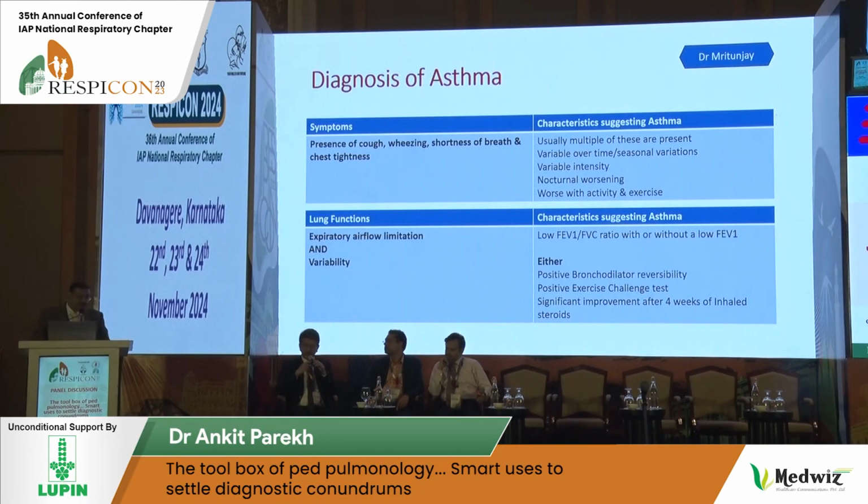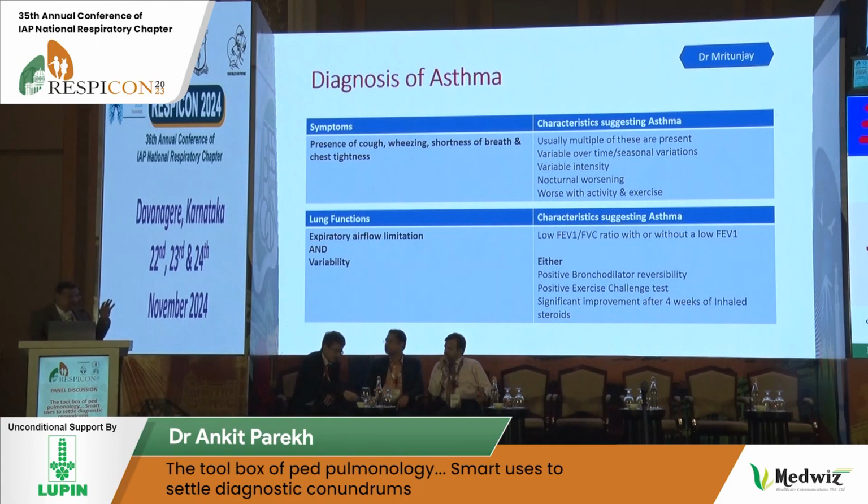And to be objective, to have a diagnosis of asthma as such, we have to do the lung functions, that is the spirometry. So what do we look for in spirometry? We look for the expiratory airflow limitation and variability. The characteristic changes are that there is a decrease in the FEV1/FVC percentage, and the FEV1 may be low or normal. And we look for reversibility to bronchodilator, and if it's not there, then we can look for a positive exercise challenge test. And if everything is normal, we can do a 4-week test of inhaled corticosteroid and see the response to steroids.